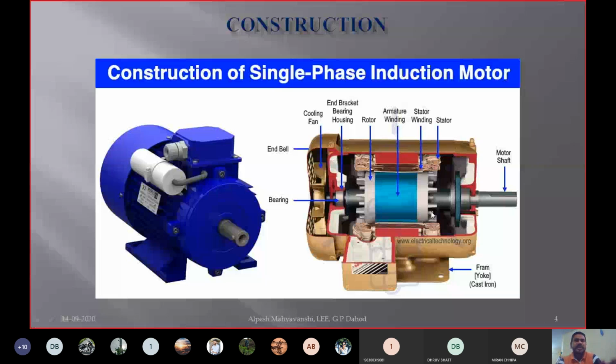So we cannot add any extra resistance in the rotor circuit. These rotor bars are short circuited, that means the resistance of this rotor is also low, and we cannot add any extra resistance in the rotor circuit.